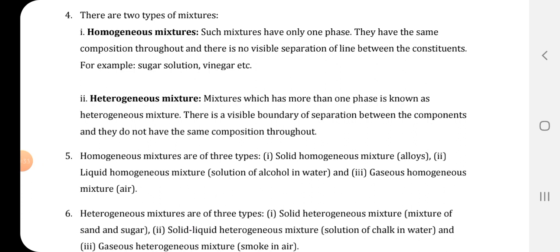Homogeneous mixture has only one phase, they have the same composition throughout and there is no visible line of separation between the constituents. For example, sugar solution and vinegar. A mixture which has more than one phase is known as a heterogeneous mixture, and there is a visible boundary of separation between the components and they do not have the same composition throughout.